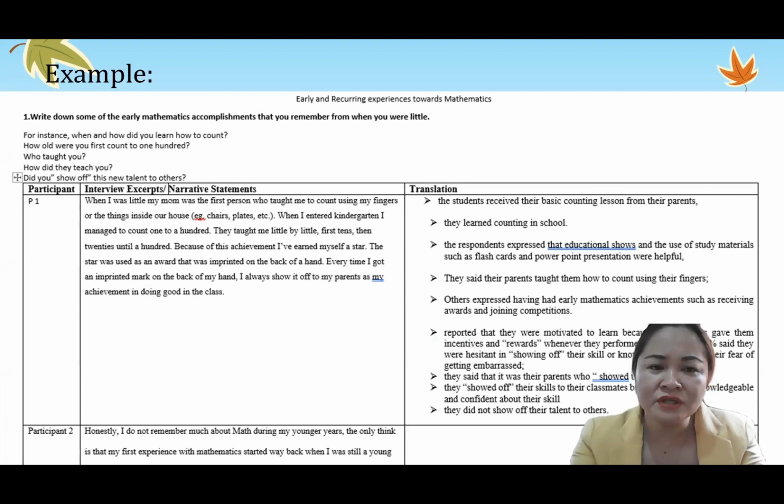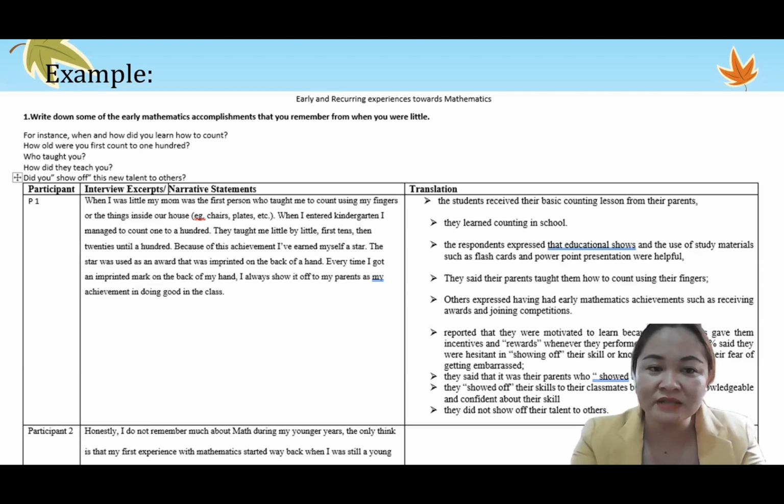I have one question here. Write down, this is found in the biography. This is a biography in math. Write down some of the early mathematics accomplishments that you remember from when you were little. So only one question, but I have 4 or 5 supporting sub-questions here as a guide. So for instance, when and how did you learn how to count? How old were you when you first counted to 100? Who taught you? How did they teach you? Did you show off this new talent to others? So this is my question.